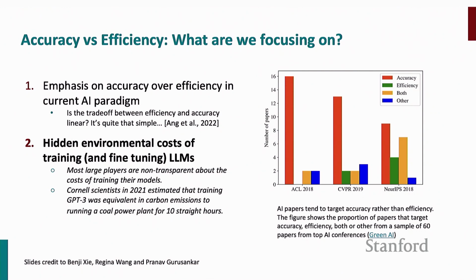And so maybe this is leading to this monoculture, and maybe that's why we want to focus on efficiency. The second, maybe bigger concern is that there's this huge hidden environmental cost of training and fine-tuning large language models. I was just reading a report where they said that the cost of training GPT-3 was equivalent to 1.1 million tons of carbon emission or some such number, and they estimated that that's the cost of running a coal power plant for 10 hours straight, okay?